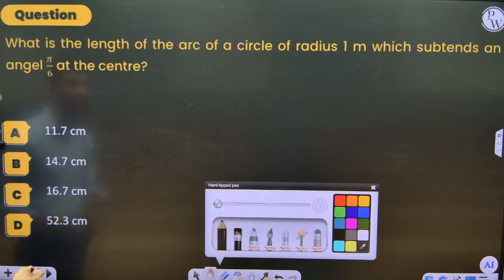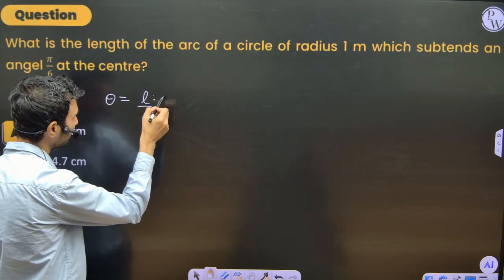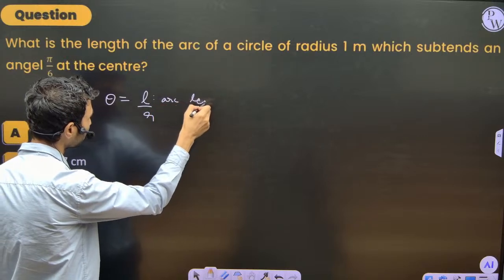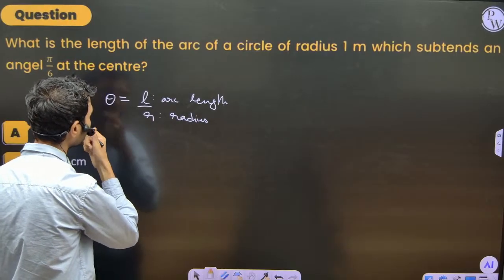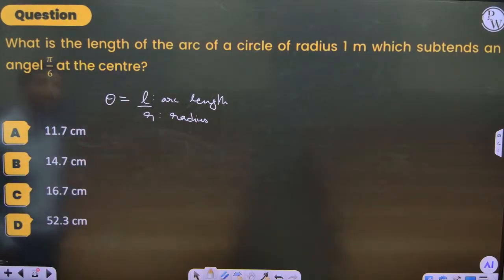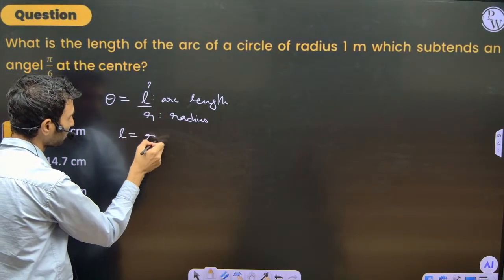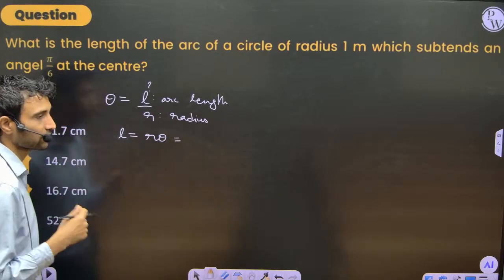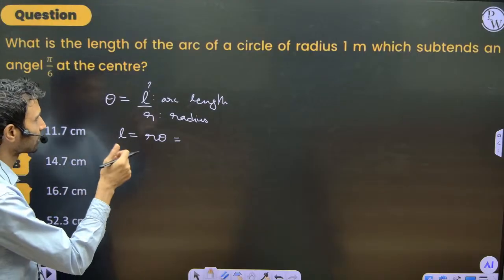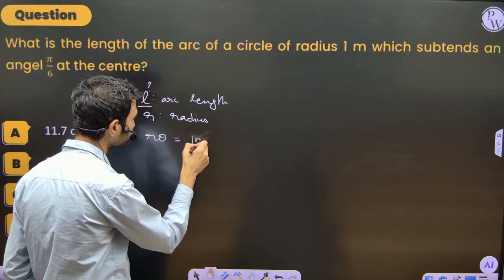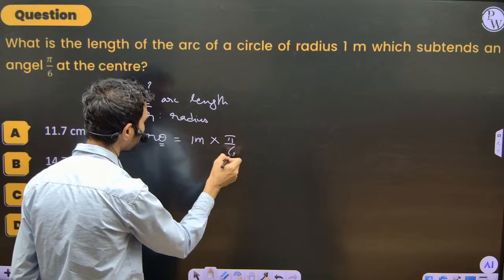What is the length of the arc? As we know, theta is equal to L upon R is the formula we studied, and what was L there? It was arc length. What was R here? It was the radius. So theta is equal to L upon R. And they're asking what is the length of the arc, so basically they're asking the value of L. So what is L coming out to be? R theta. So what is R here? As you can see, it's 1 meter. What is theta here? Theta is the angle. How much is it? Well, that is pi by 6.